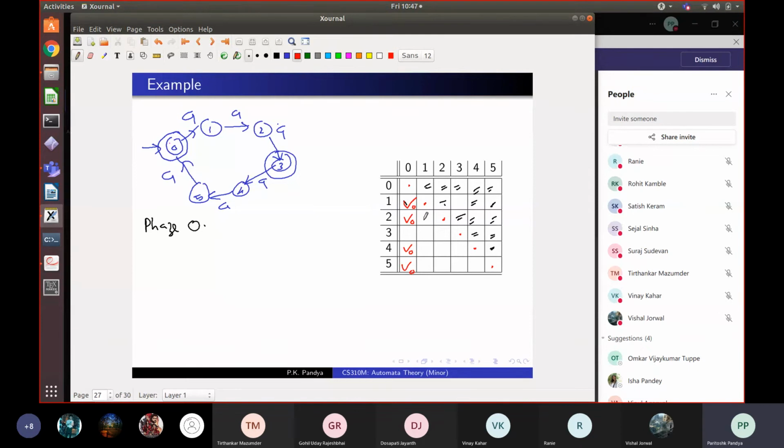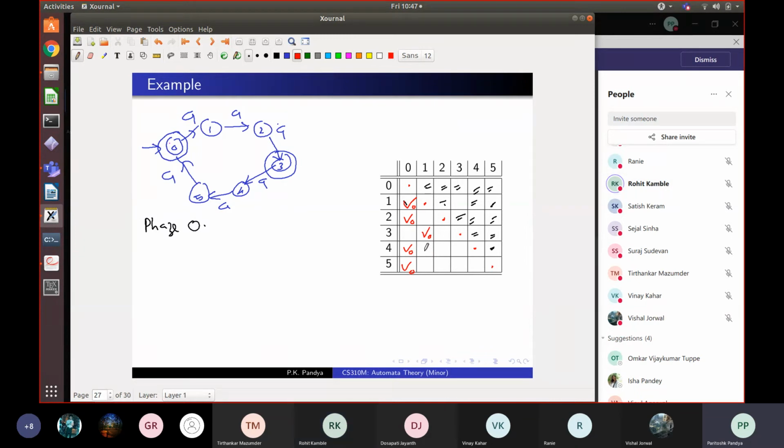What about 1, 2? Not marked. Satish, will 1, 2 get marked? I think Satish is not there. Rohit? No, sir. So 1, 2 will not get marked because both are non-final, right? Yes. What about 1, 3? Satish? Rohit? No, sir. It will also not get marked. Consider the pair 1, 3. Oh, sorry. Yes, it will. Okay, so I'll mark this also in phase 0.